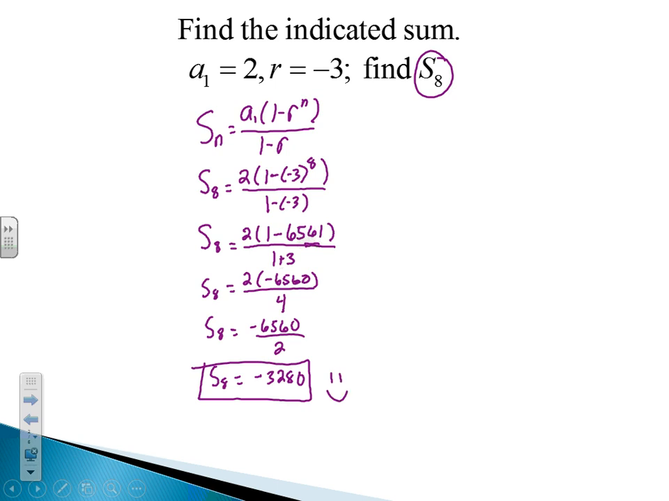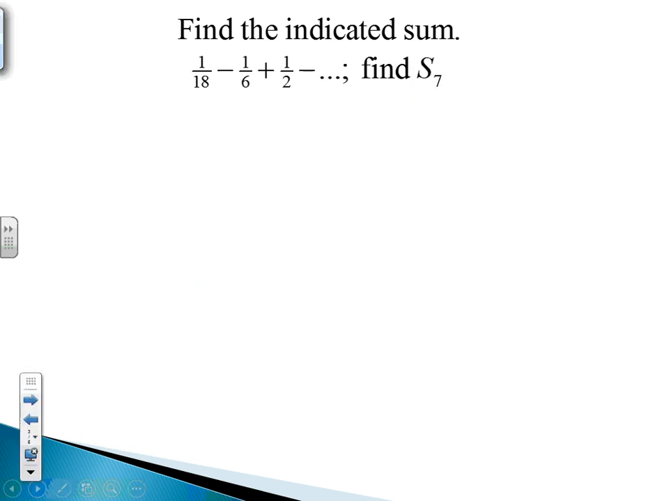So again, all this example was asking you to do is make sure you can substitute the values correctly, follow your order of operations, and arrive at the appropriate value after simplifying everything. So this example here, same idea. It's asking us to find the sum of the first 7 terms, but it's not outright saying, oh, these are the things that you have to plug into the formula.